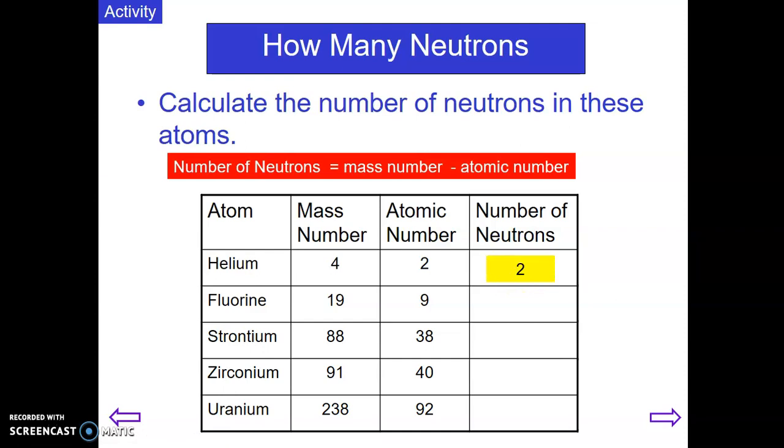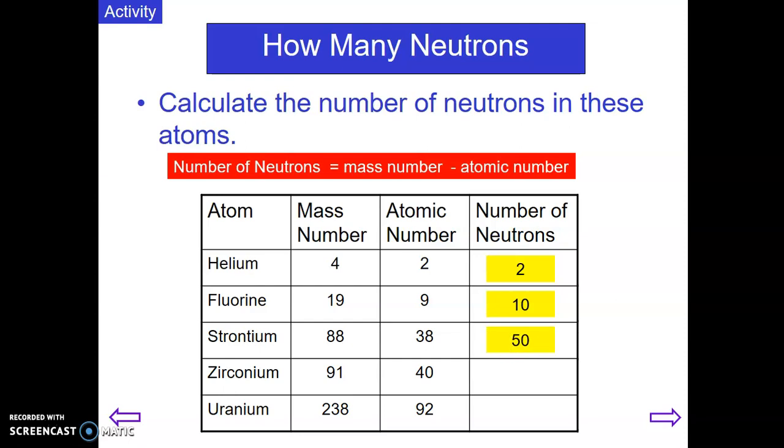Fluorine has a mass number of 19. It has an atomic number of 9. That means it has 9 protons. So 19 minus 9, that means it must have 10 neutrons. Strontium has a mass number of 88, an atomic number of 38, so it has 38 protons. 88 minus 38, it must have 50 neutrons.